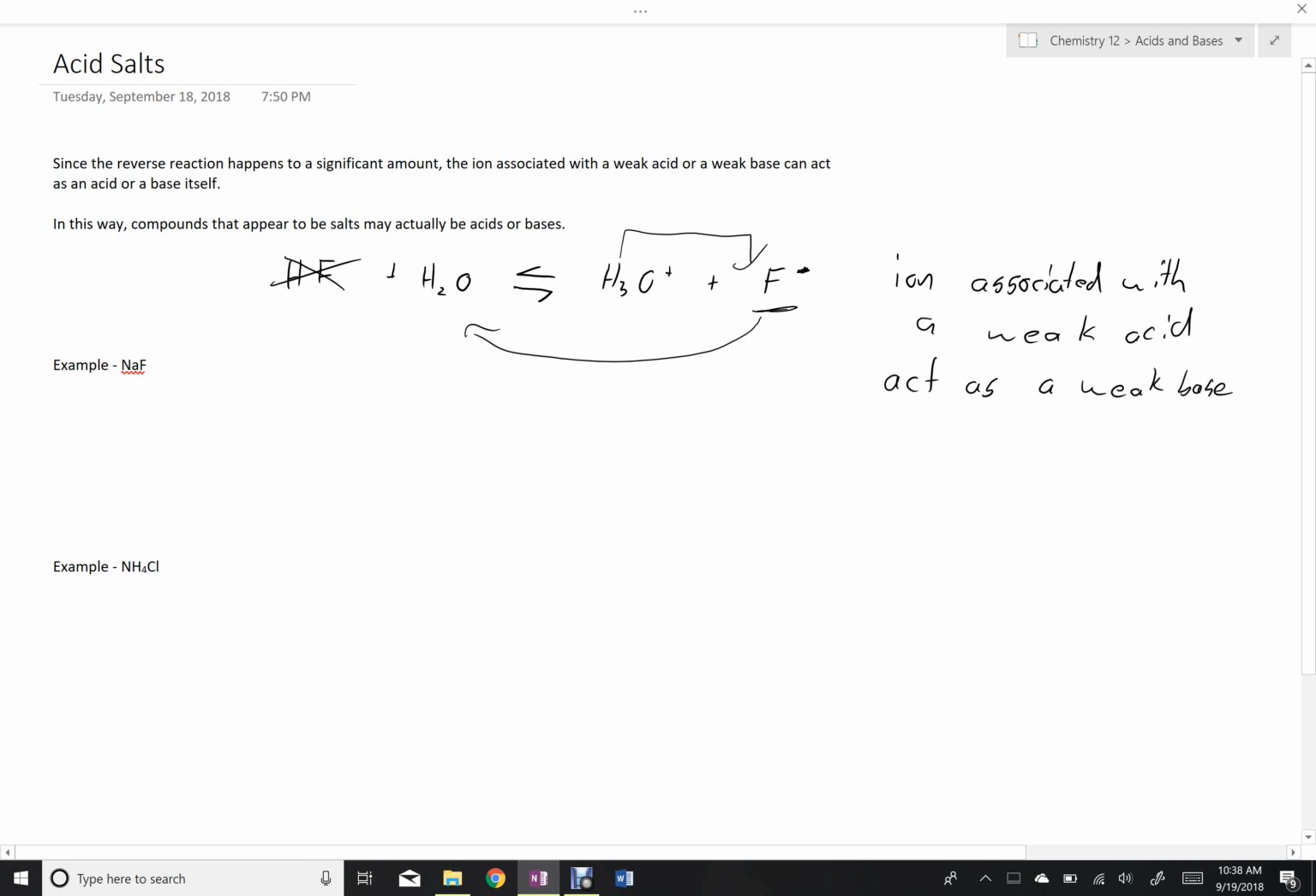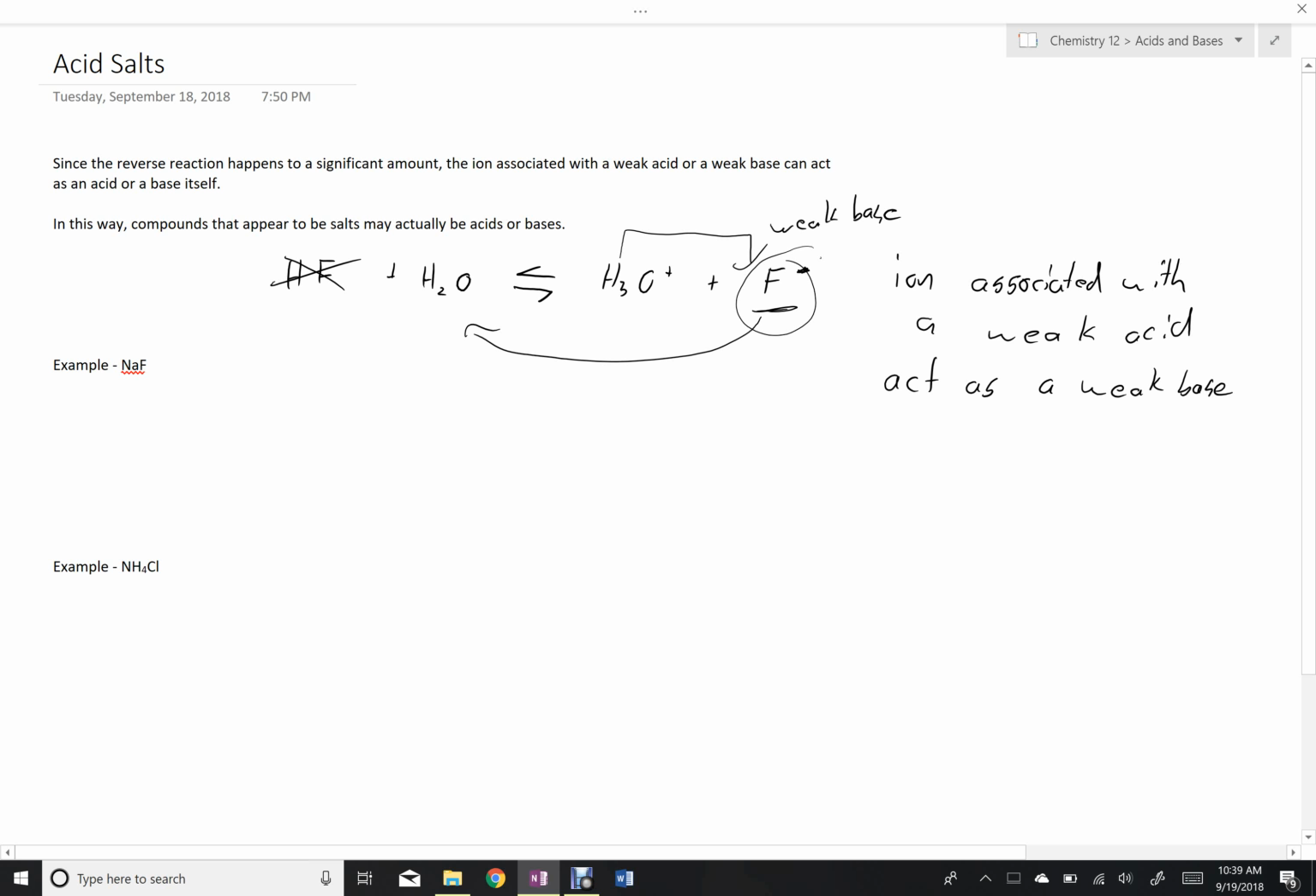Again, if it passes it this way, it's giving up the hydrogen to form hydronium, and that's a weak acid. But if the reverse reaction is possible, F- itself can act as a weak base, performing the reverse reaction and taking that hydrogen back.